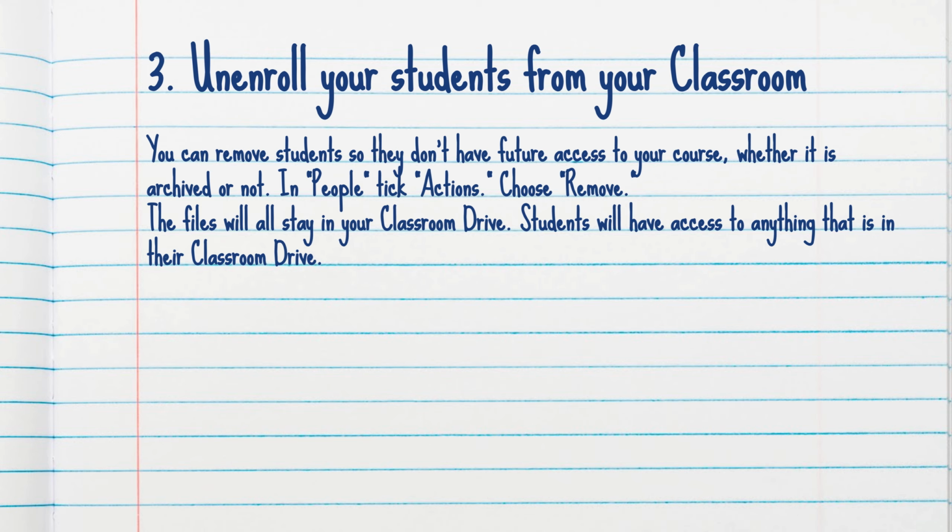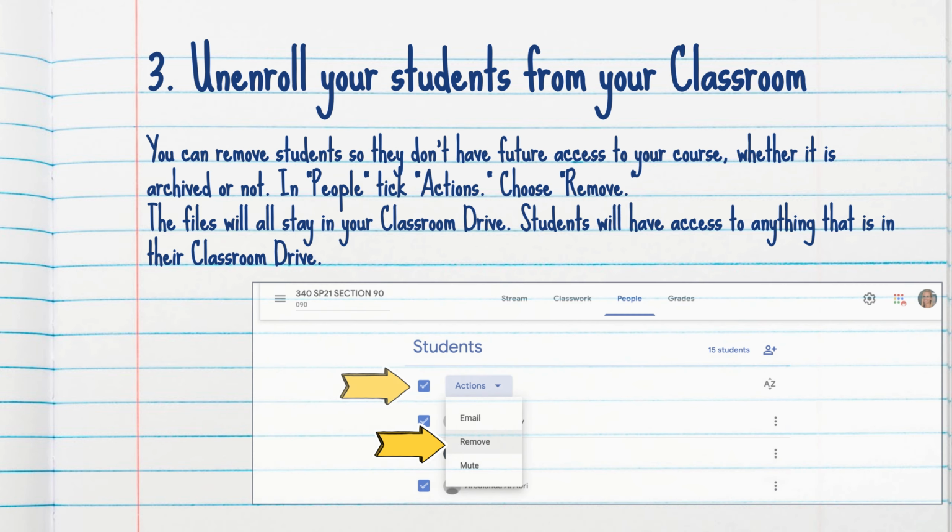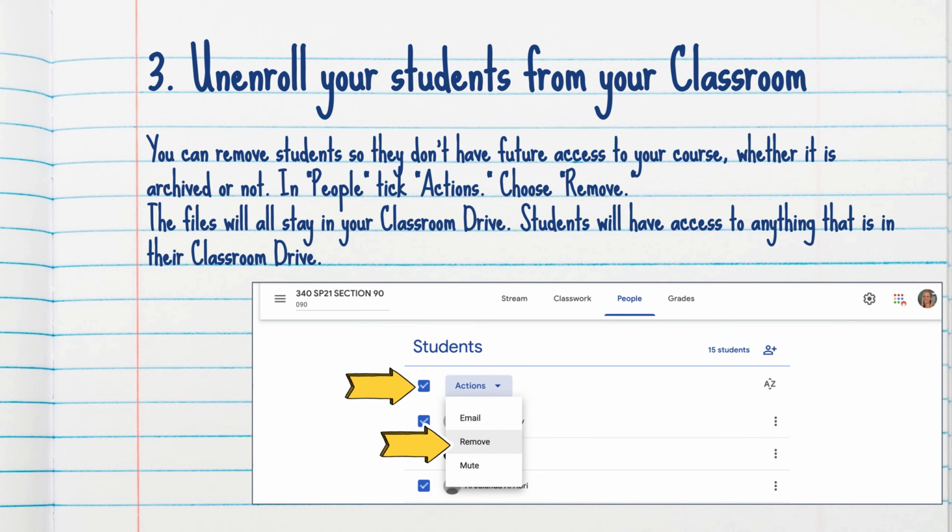Number 3 is unenroll your students from your classroom. You can remove students so they don't have future access to your course, whether it's archived or not. So you need to go into People and tick Actions, and then choose Remove. That'll remove all of those students. They can't get back into your classroom then. All the files will stay in your classroom drive, and students will have access to anything that's in their classroom drive, but they won't have actually access to your classroom anymore.